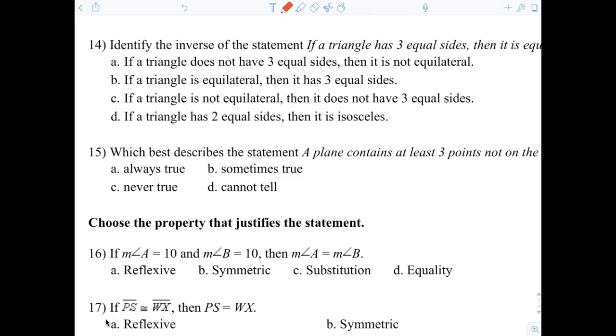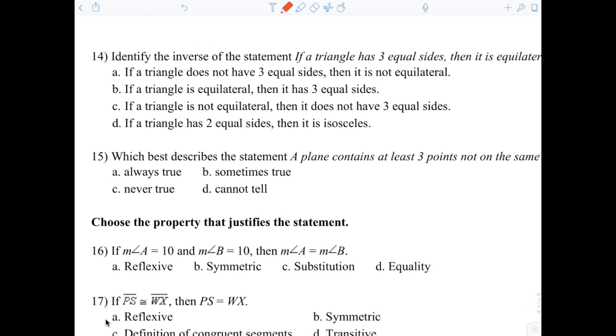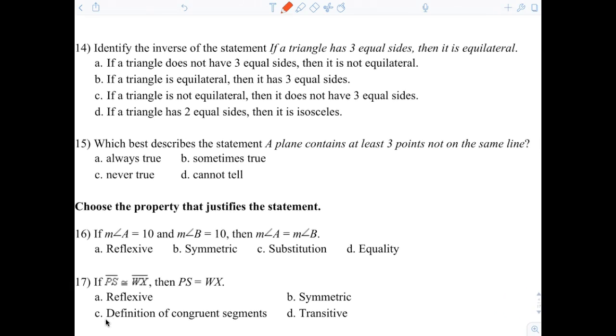All right. Now the inverse is the one that you're going to negate. So you would say if a triangle has 3 equal sides, then it is equilateral. If a triangle does not have 3 equal sides, then it is not equilateral. That's the inverse. Now, it says, which best describes the statement a plane contains at least 3 points not on the same line? Always true. Very good.